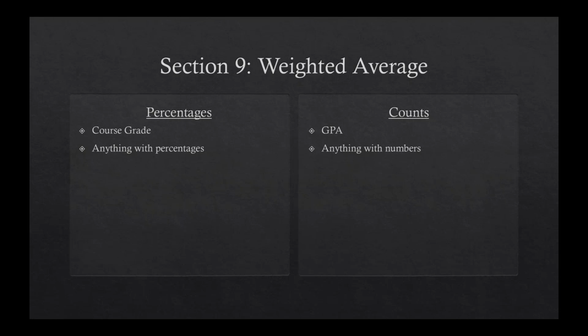So when things have different percent values or point values, we call it a weighted average because it's different. And we have 2 types of these. So we have the percentages, like calculating your grade in a course. And those are easy to find because anything with a percent is percentages. And then we have counts as the other method, and your GPA is a weighted average with counts. And then if they talk about averages and they have different values, things with numbers, we talk about those.